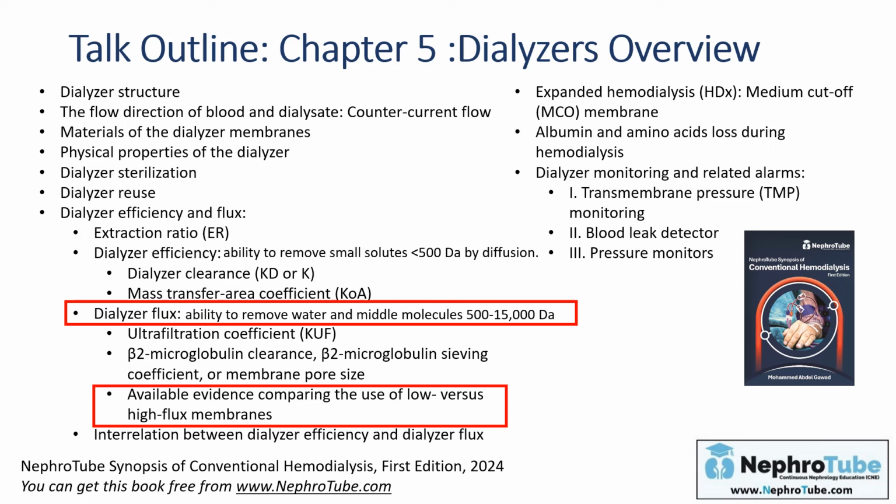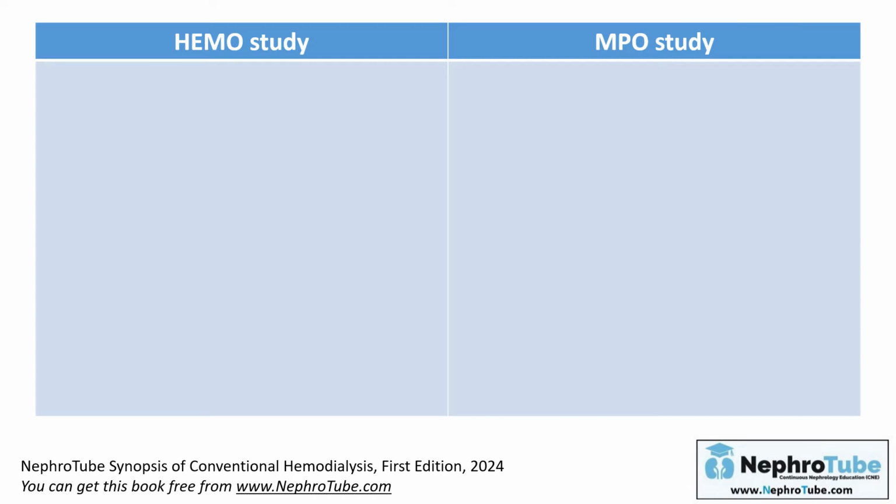Now, I want to talk about available evidence comparing the use of low flux and high flux membranes. Which is better? Actually, the available evidence shows that there is not much difference between high flux and low flux. But the available evidence has a lot of critical appraisal, and most of the experts suggest the use of high flux membranes. The two mega trials comparing low flux and high flux dialyzers are the HEMO study and the MPO study.